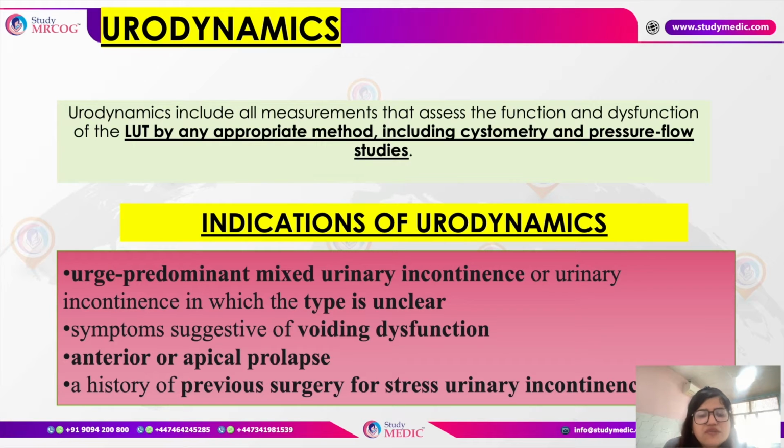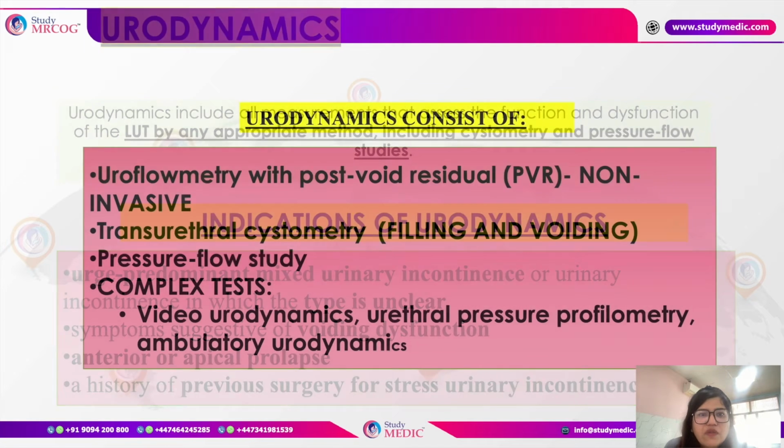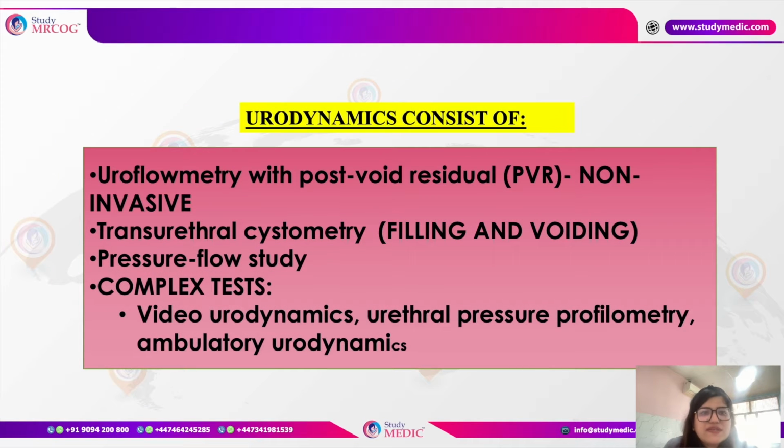The first indication is urge-predominant mixed urinary incontinence, or when the type of urinary incontinence is unclear, that you're not sure what kind of incontinence it is, or if there are symptoms suggestive of voiding dysfunction, or if there is anterior or apical prolapse, or if there is a history of previous surgery for stress urinary incontinence.